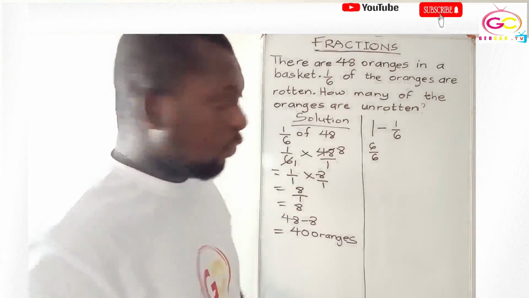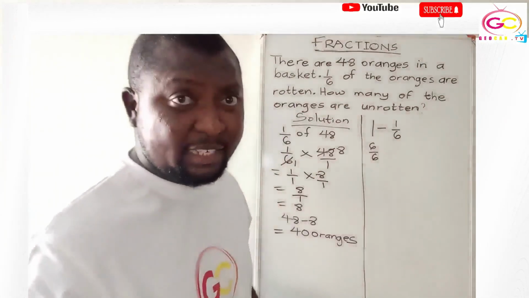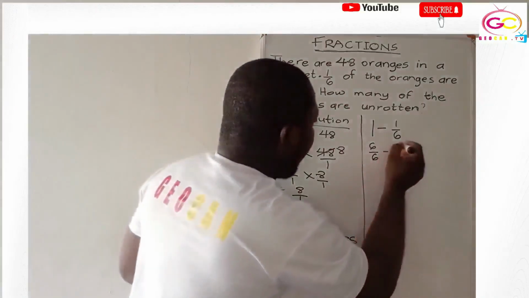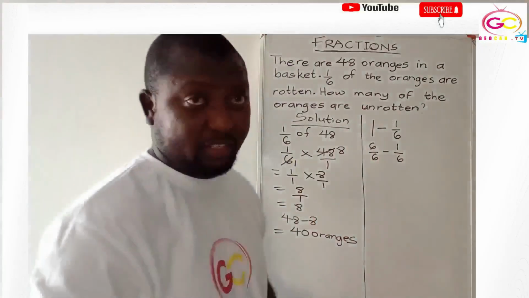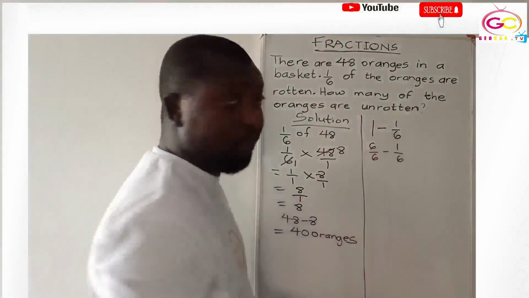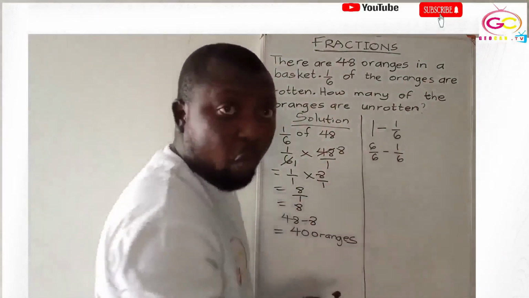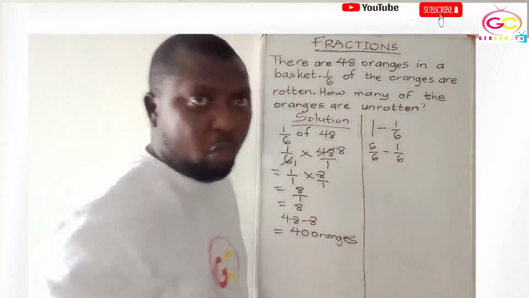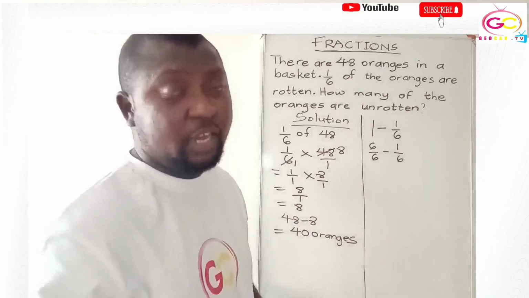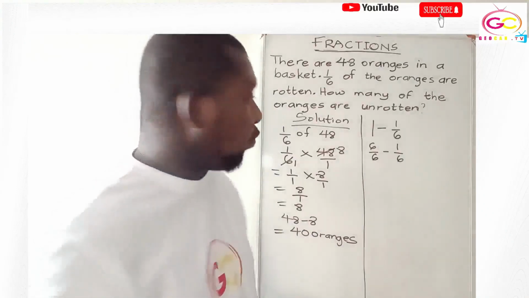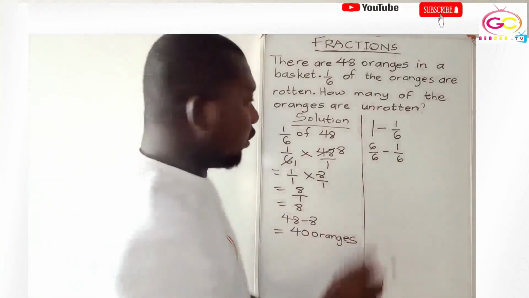Why did I write 6 over 6? Because I want a common denominator of 6 in order to make it easy for me to subtract. So 6 over 6 minus 1 over 6. If this were 1 over 5, I would have written this as 5 over 5. If this were 1 over 4, I would have written this as 4 over 4. In order to have a common denominator, the same denominator, to make it easy for us to subtract. I believe you got that one. So this becomes easy for us to subtract. Since they have the common denominator, just subtract the what?